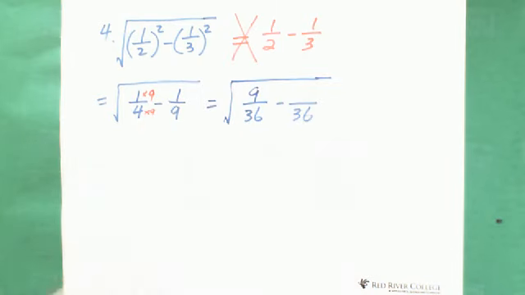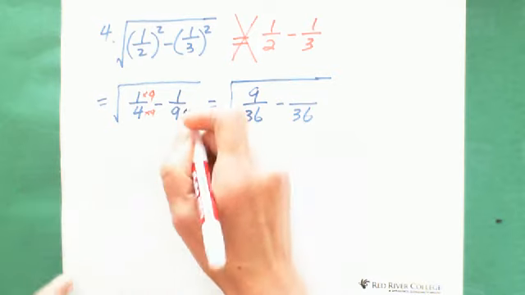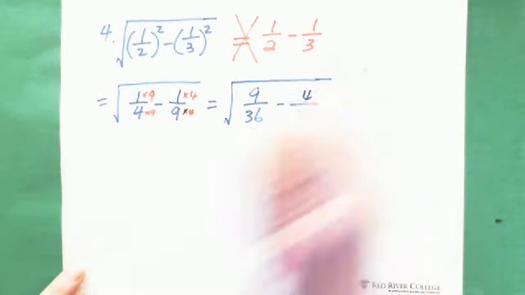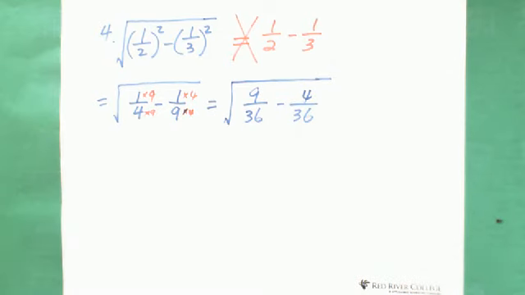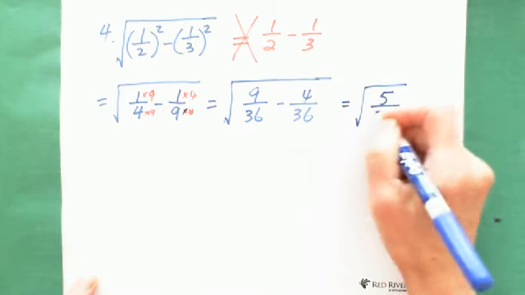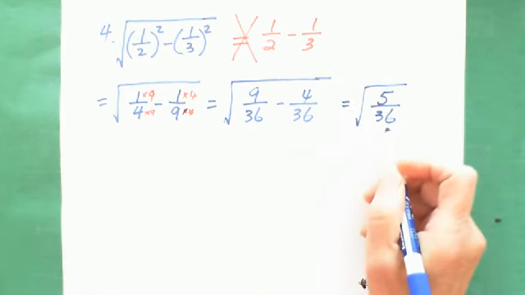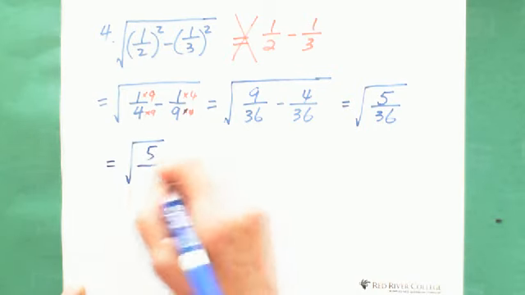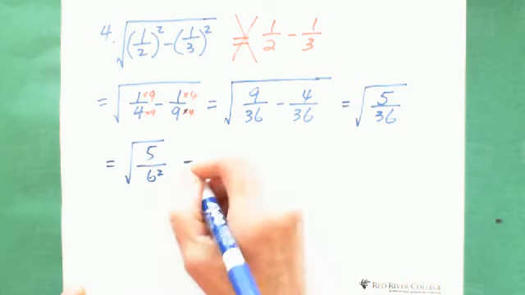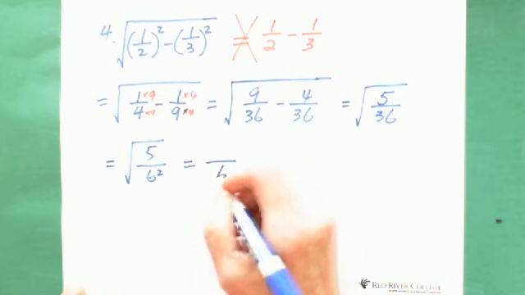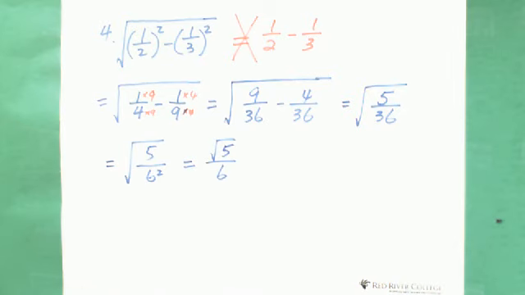And for the other fraction, we multiply the top by 4, because 36 is 9 times 4. What we get is 5 over 36. And 36 is 6 squared, so we can get rid of the radical for the bottom, but the 5 stays inside the square root. So this is the answer.